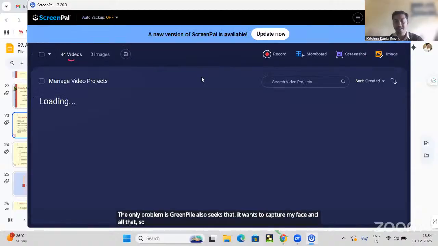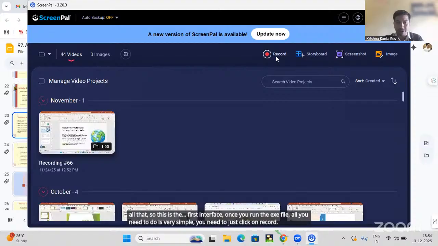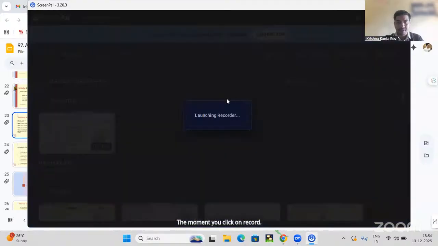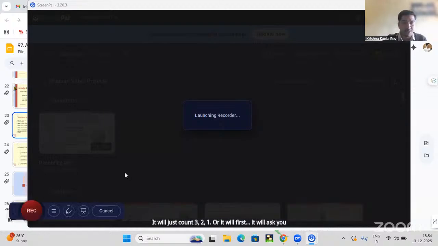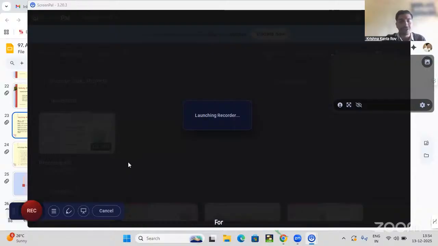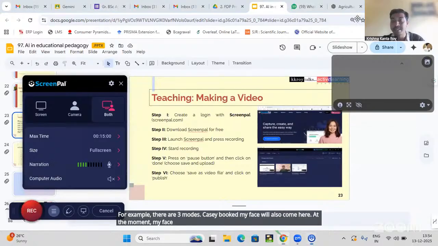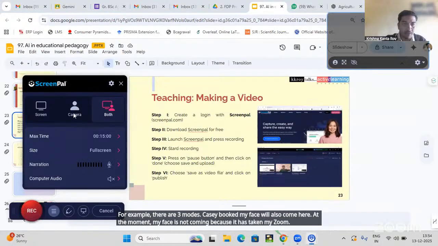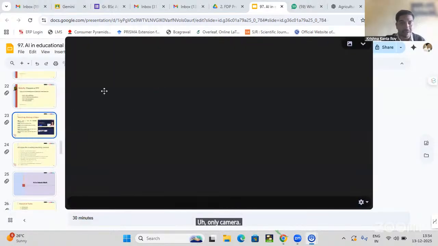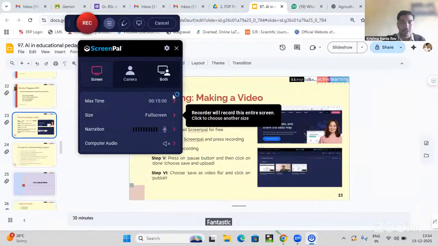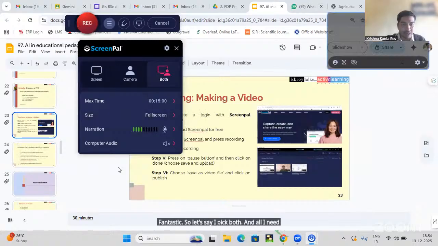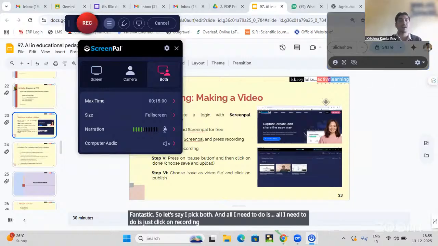So this is the first interface. Once you run the exe file, all you need to do is very simple. You need to just click on record. The moment you click on record, it will count 3, 2, 1, or it will ask you what mode you want to record. For example, there are 3 modes. One, can you see both? My face will also come here. At the moment, my face is not coming because it has been taken by Zoom. Only camera, it can just come as camera, or entire screen. So let's say I take both, and all I need to do is just click on recording. On a count of 3, it will start recording.